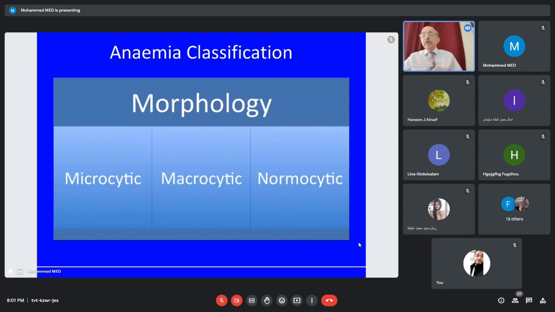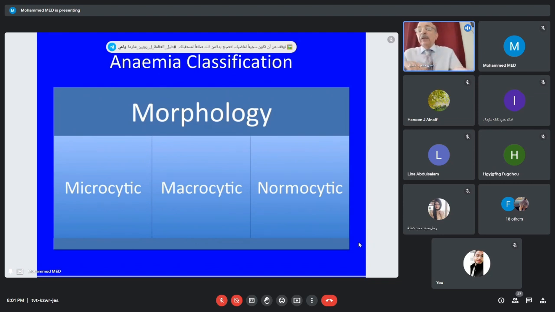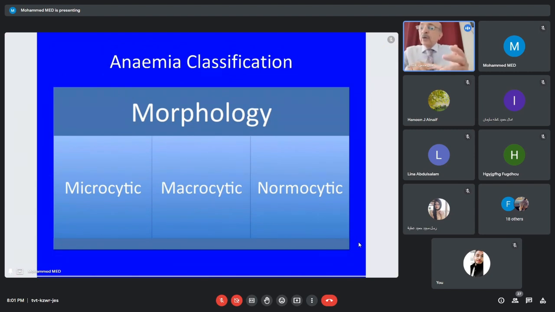Okay, this is a very important slide which I want you to be familiar with. When we decide that the problem is only anemia and the other components of the blood are normal, the white blood cells and the platelets, then this is a problem only, as I said, only with the RBCs. And here we classify anemia into 3 classes: microcytic, macrocytic, and normocytic. Okay, and this is very important.